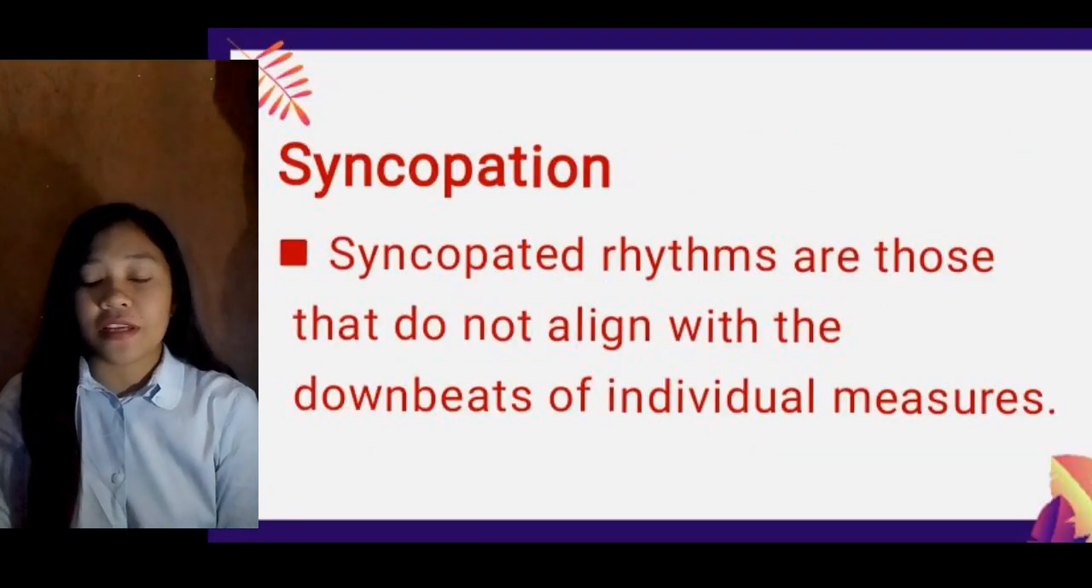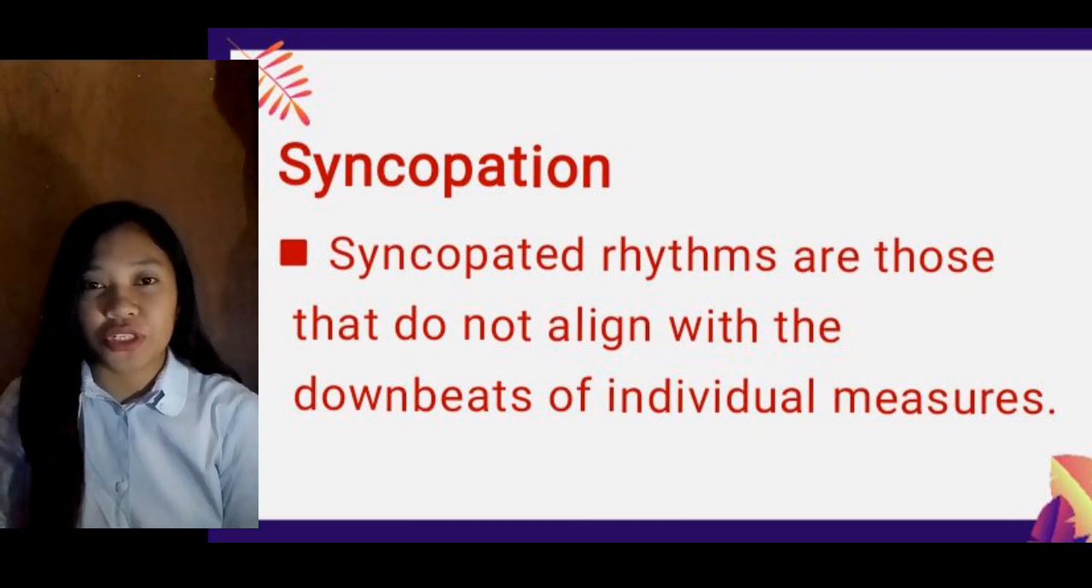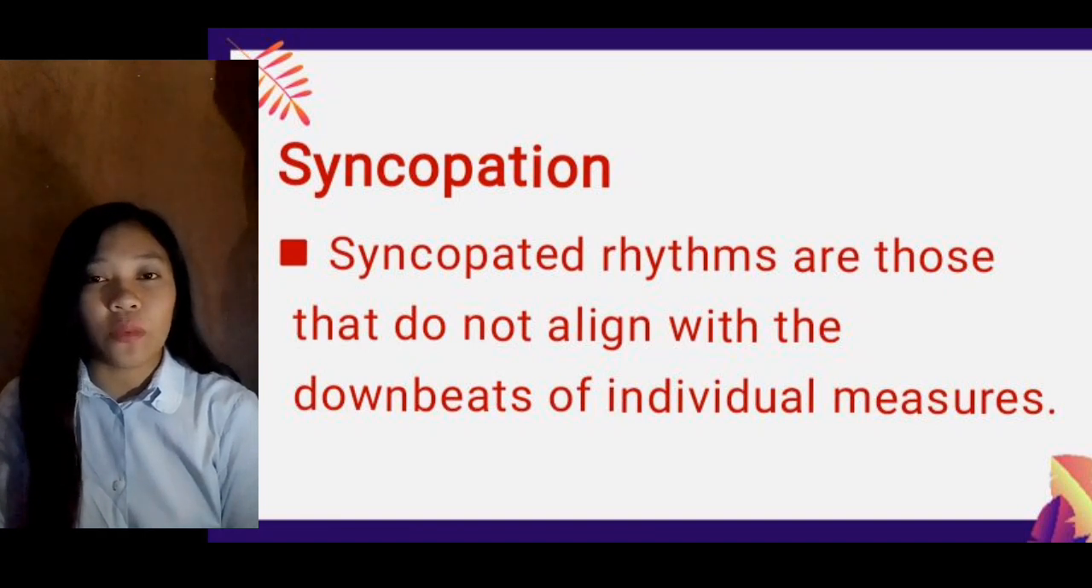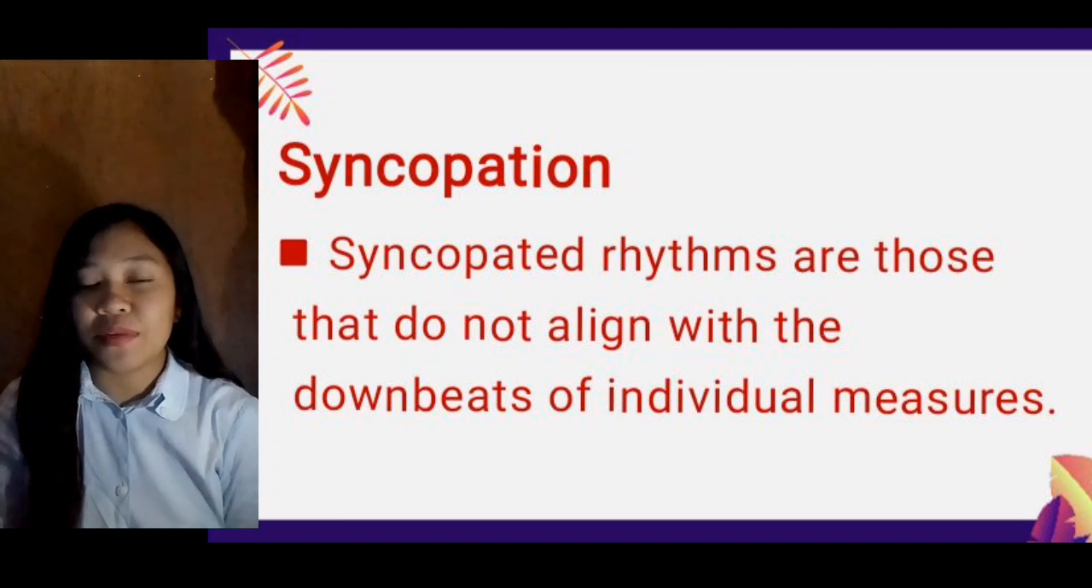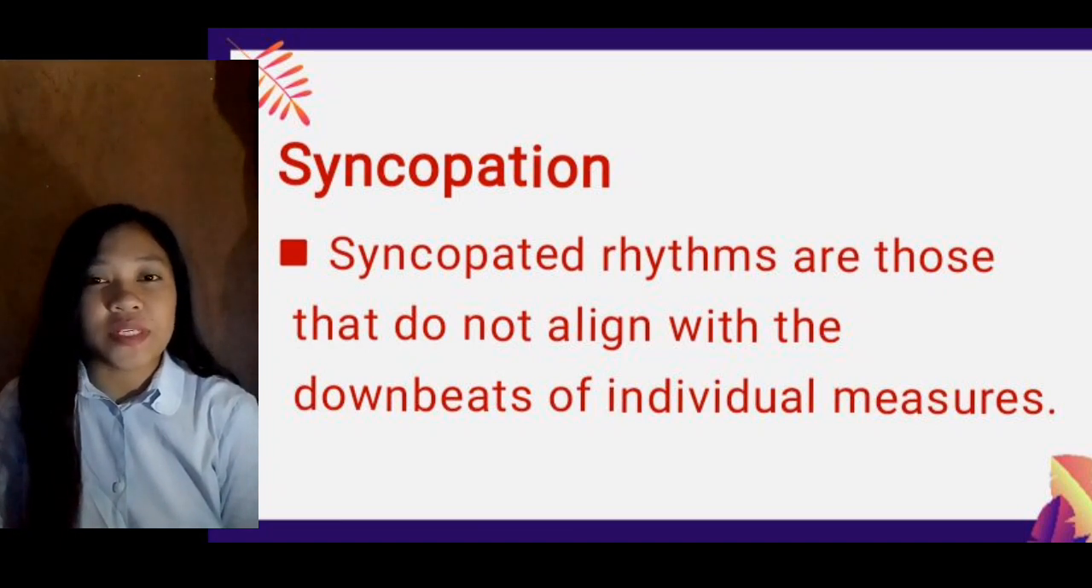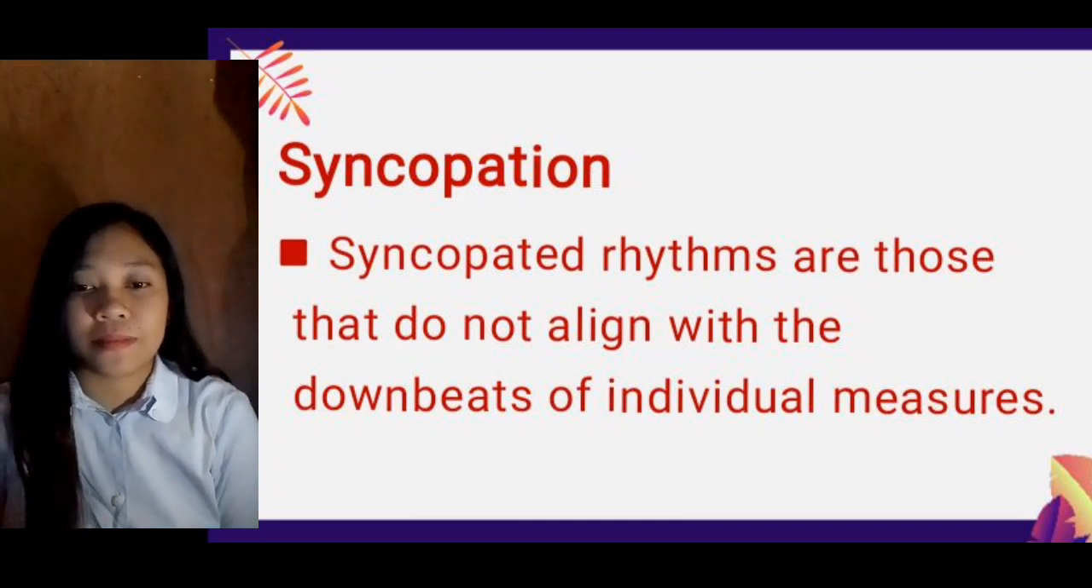The fifth element of rhythm is syncopation. Syncopated rhythms are those that do not align with the downbeats of individual measures. A syncopated beat will put its emphasis on traditionally weak beats, such as the second eighth note in a measure of 4/4. Complex rhythms tend to include syncopation. While these rhythms may be more difficult for a beginning musician to pick up, they tend to sound more striking than non-syncopated rhythmic patterns.